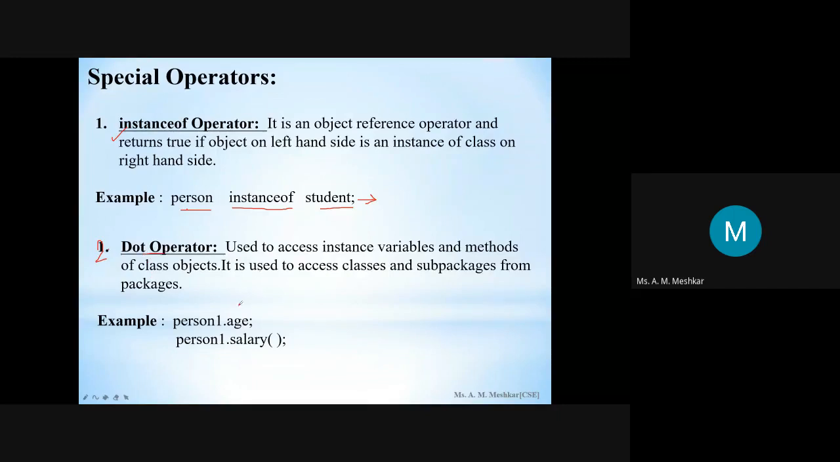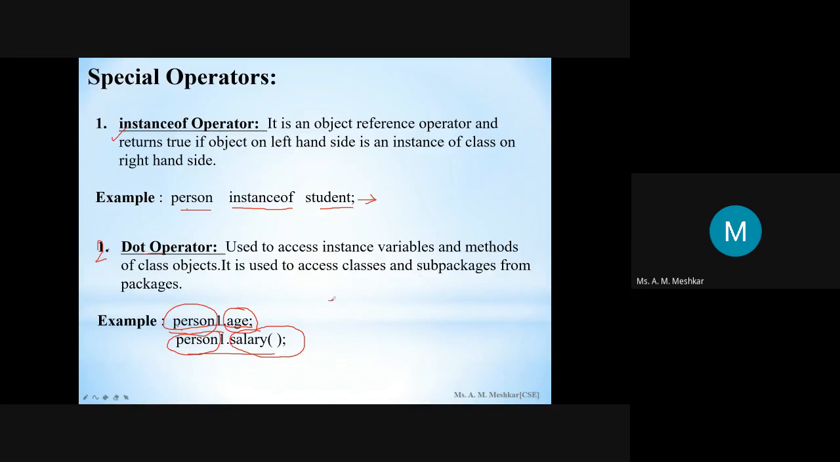Then second, dot operator. This one we have already used, okay, it is used to access the instance variables and methods, and it is also used to access the classes and sub packages from the packages. Like here you can see it is the reference to the variable age, this is the reference to the method salary. So here object person one is referring to the variable age of its own, and here the object person one is calling the method of its class, okay. So you can also use them to access the classes and sub packages.